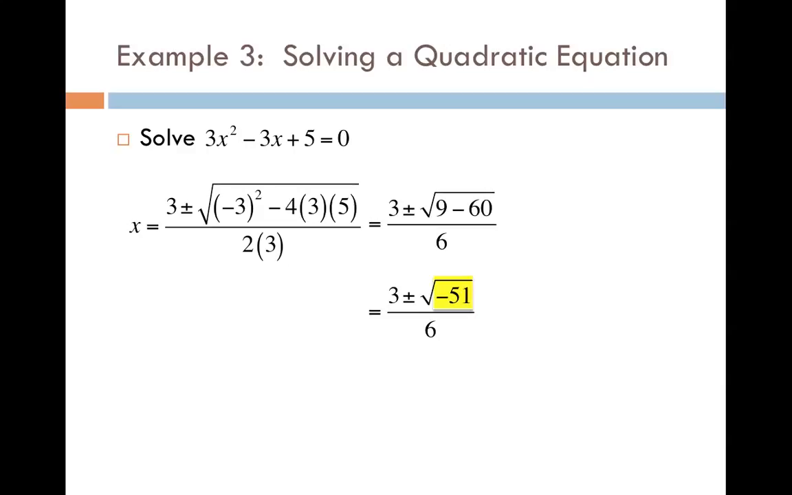Because when I'm dealing with the square root of a negative, I know I have to simplify that by bringing the i out front and getting rid of the negative that's inside of the radical. So now I end up with 3 plus or minus i square root of 51 over 6. So I did do a little bit of simplifying with my radical here.